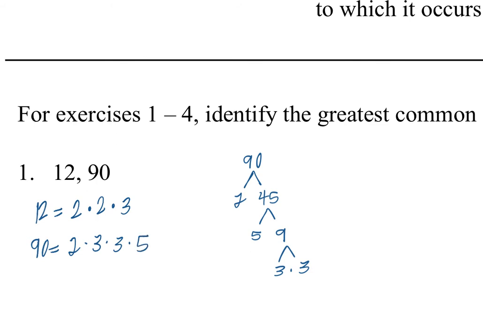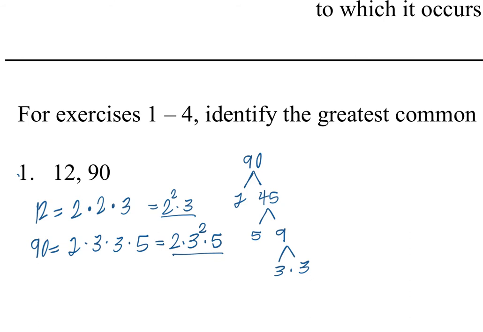We could also call 12 2 squared times 3. And 90, you could call that 2 times 3 squared times 5. But we're not going to make you do that. That's just another way to think about it. I prefer to just think about it like this.